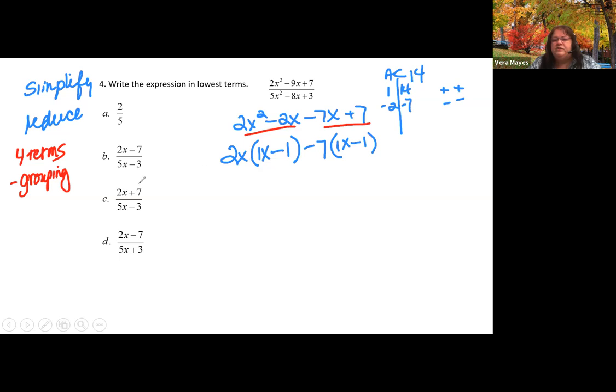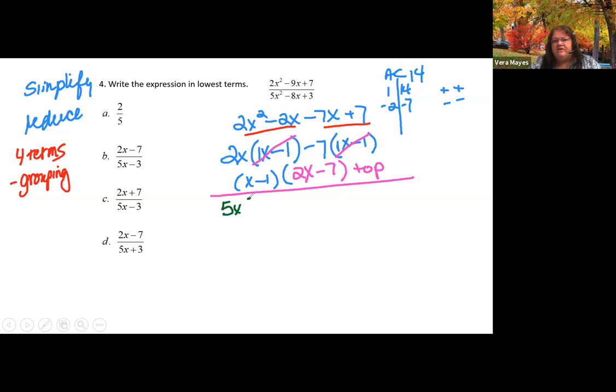Now, if I've done this right with grouping, you'll always see a new term emerge that matches on both the first group and the second group. So you can pull that to the front. When you factor it out of the first group, you're left with a 2x. When you factor it out of the second group, you're left with a minus 7. So this is the top. We're done factoring the top. Now let's look at the bottom.